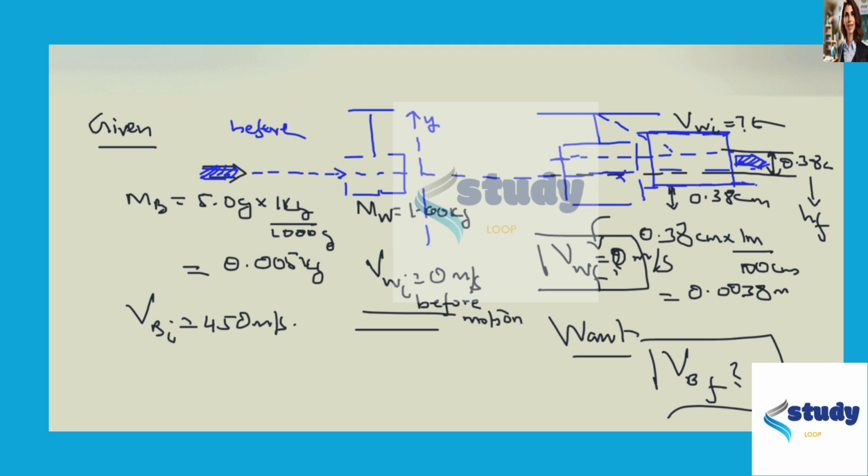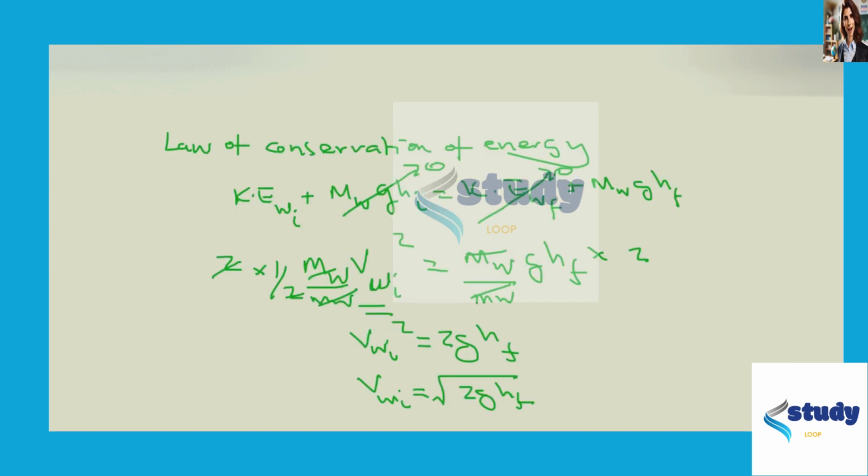Initial velocity before motion, and this is initial velocity after motion. And so we have initial velocity 1 and initial velocity 2. That's for the wooden block. We want to be very careful about that process. And so this one was actually the initial velocity 2.